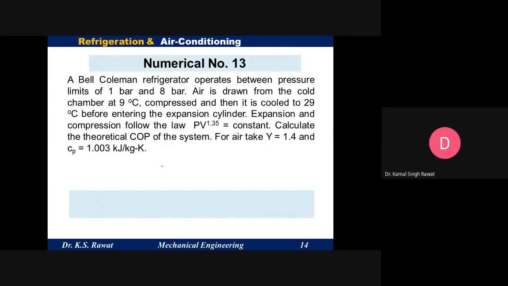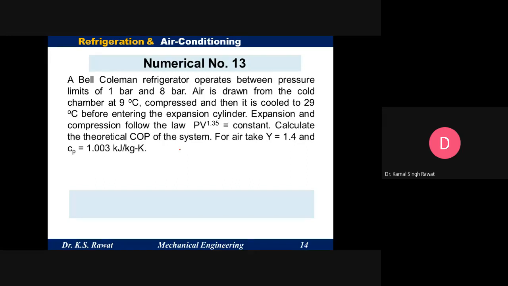Temperature निकालेंगे. We cannot use the formula COP equals 1 upon R to the power gamma minus 1 upon gamma minus 1. Okay? Clear? Yes, sir. That formula is derived for PV to the power gamma constant. If the compression and expansion processes follow PV to the power gamma, then we can apply that formula. Otherwise, we cannot apply the formula. So in this question, we have to calculate only COP. And this is also a 10 marks question.